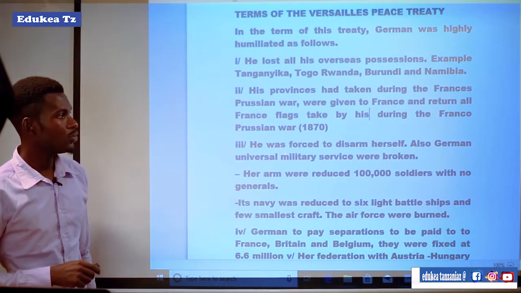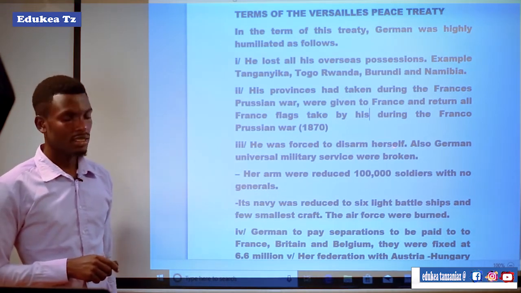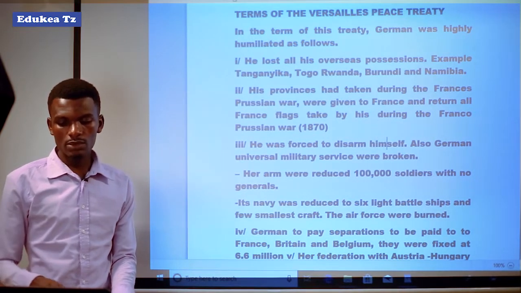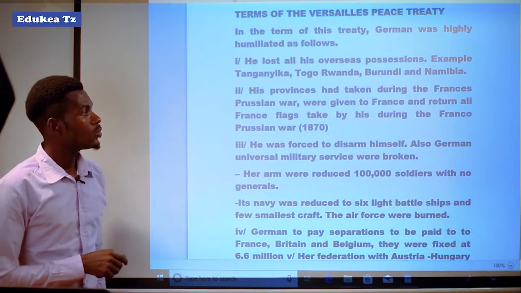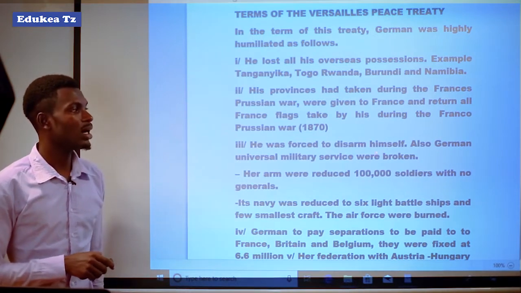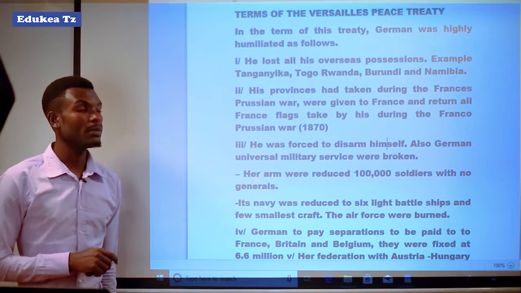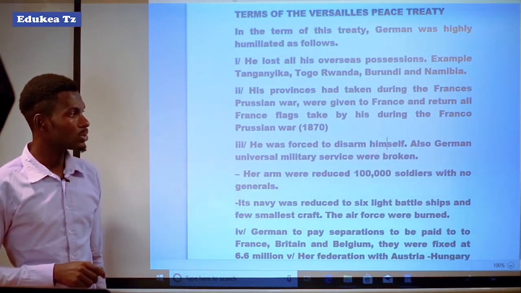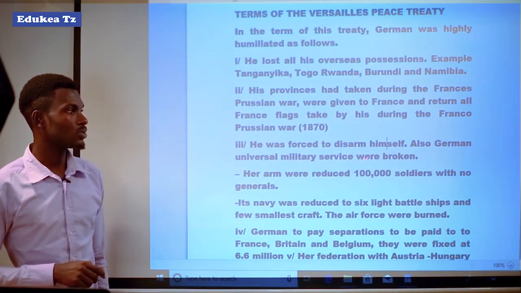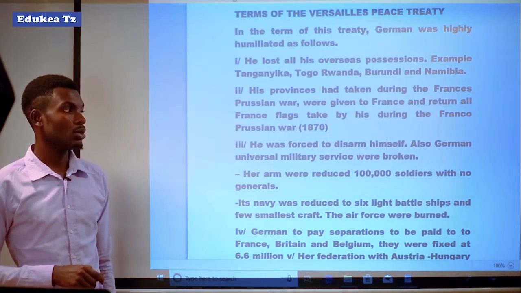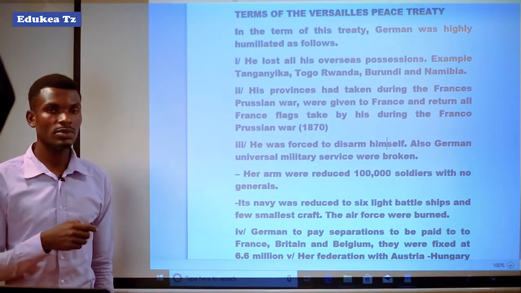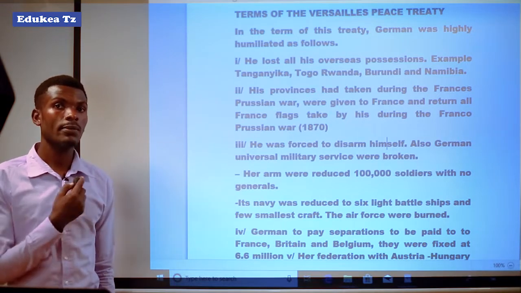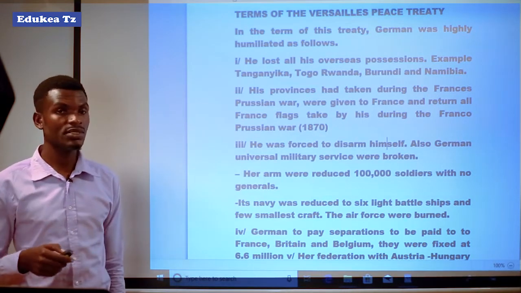Another was, he was forced to disarm himself. It means that Germany was forced to disarm or to reduce the armament or developing the armies. Also, Germany's universal military service was broken. These terms were all conducted during the Versailles Peace Treaty.